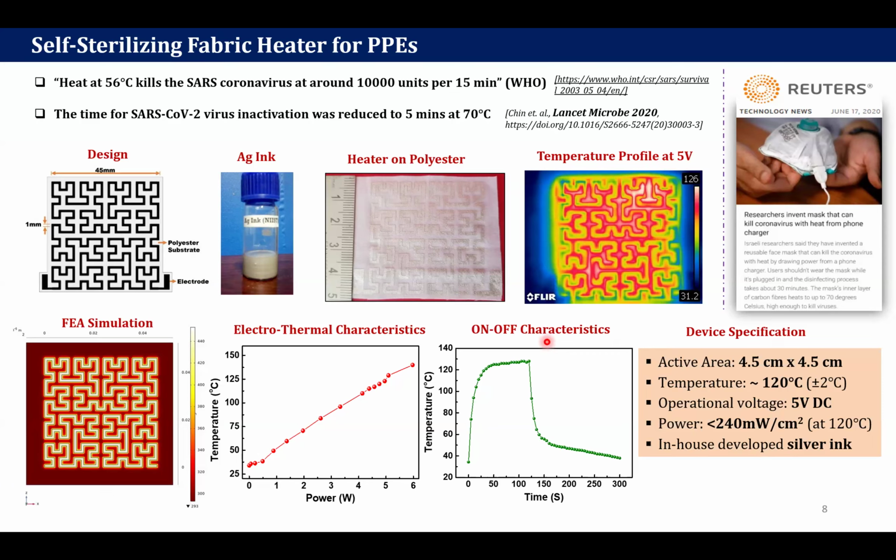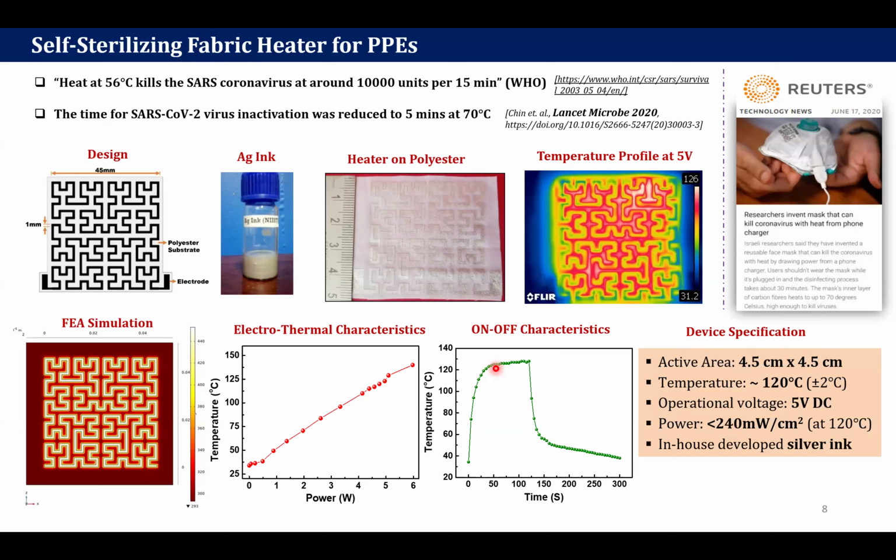And we have developed a 4.5 by 4.5 centimeter square active area heater, which was able to reach a temperature of around 120 degrees Celsius on application of 5 volts. The power consumption of these heaters is 240 milliwatt per centimeter square. You can see that within 30 seconds we could reach 120 degrees Celsius.